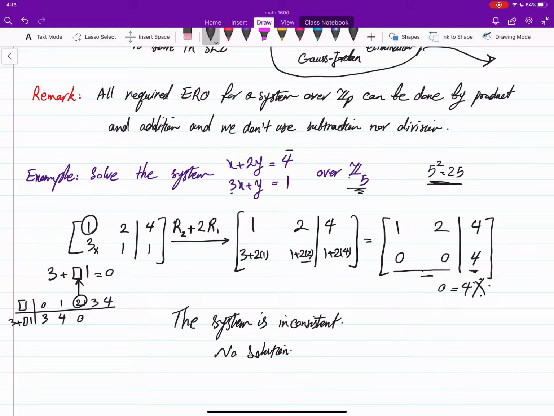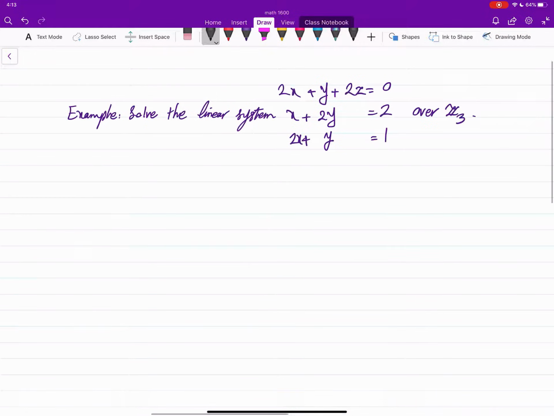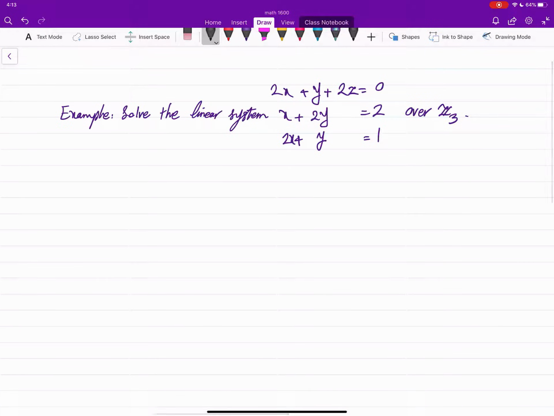Okay, let's do one more example. Here I have a system over Z3. I'll start with the augmented matrix: 2, 1, 2, 0, 1, 2, 0, 2, 2, 1, and 0, 1.